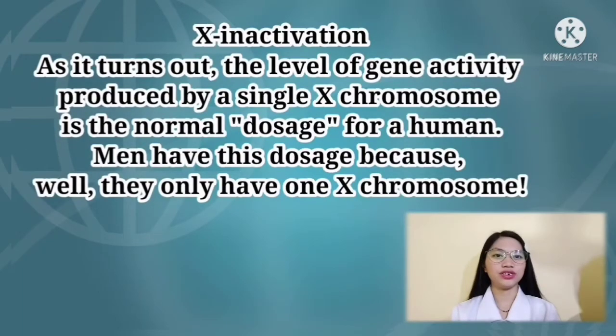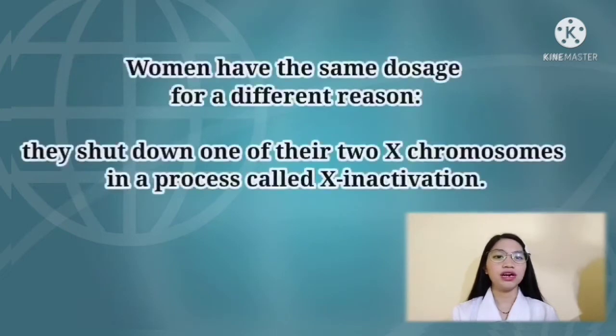X inactivation. As it turns out, the level of gene activity produced by a single X chromosome is the normal dosage for a human. Men have this dosage because, well, they only have one X chromosome. Women have the same dosage for a different reason. They shut down one of their two X chromosomes in a process called X inactivation.